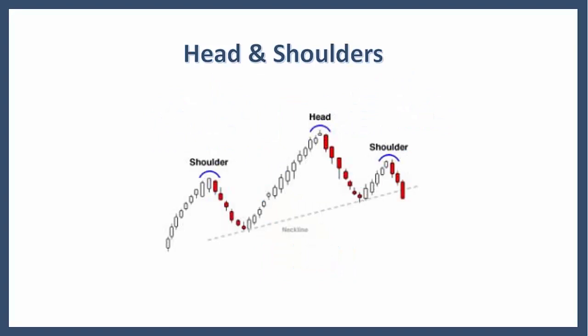A head and shoulders reversal pattern forms after an uptrend, and its completion marks a trend reversal. The pattern contains three successive peaks, with the middle peak, which is the head, being the highest, and the two outside peaks forming the shoulders. These shoulders are lower than the head and roughly equal in size. The reaction lows of each peak can be connected to form the support, or what we call a neckline.